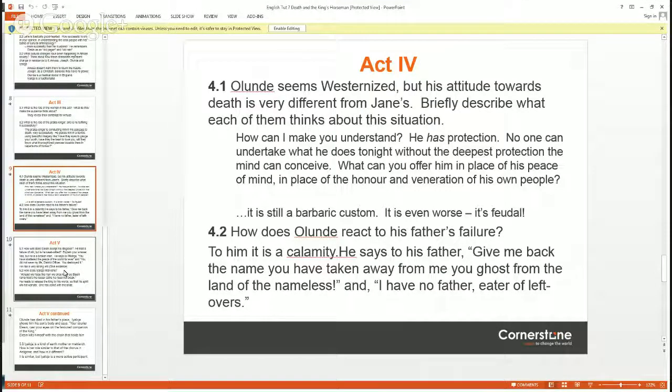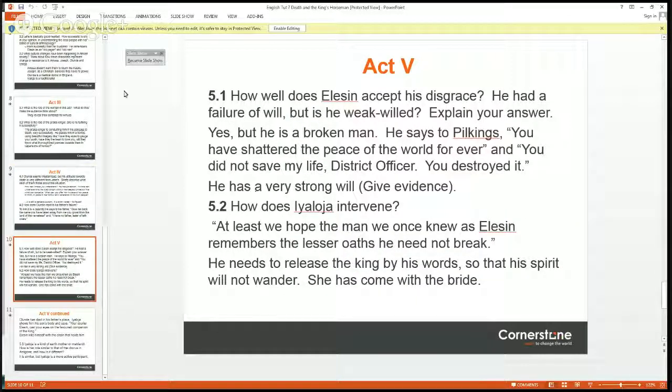Then they bring his dead body to the prison to show Elesin that his son has died. But before he sees him, he sees Iyaloja, the market woman, okay? And she has come with his young bride of one night to tell him that he has to give his dead son his blessing so that he is free and the king is free to go into the land of the ancestors with his substitute. All right, now let's see 5.1.